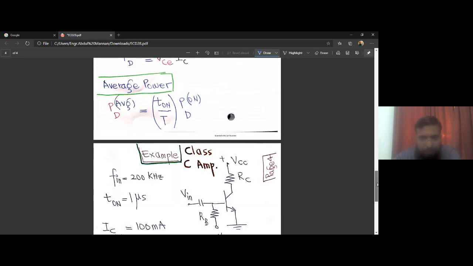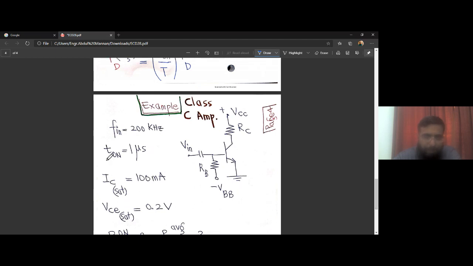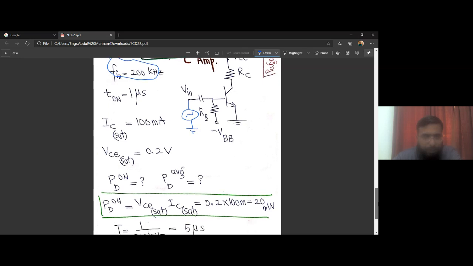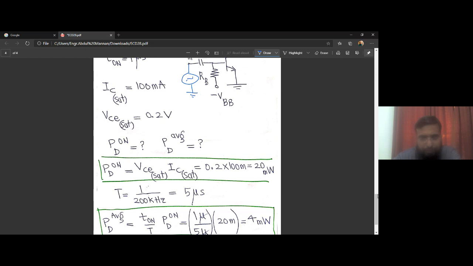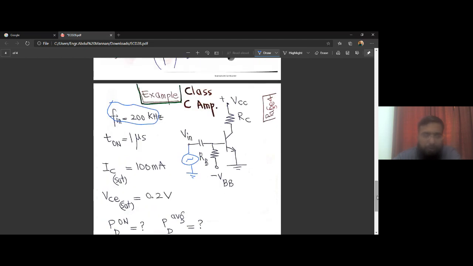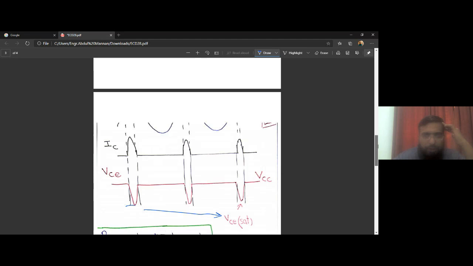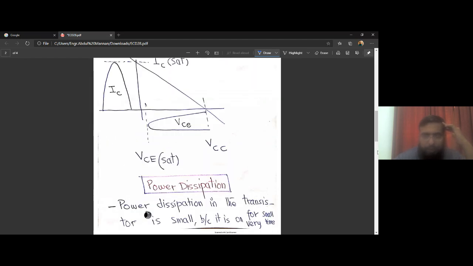So let's solve a very small example, where we are given a basic class C amplifier, for which the input voltage is an AC voltage. The frequency of the input voltage is 200 kilohertz, while the transistor is on for only 1 microsecond. So what's the full time? That would be the time period computed from this frequency, 1 over f, which is 5 microseconds. So out of the 5 microsecond time period, it's on for only 1 microsecond, that is 1 over 5, only 20% of the time. IC sat is given to be 100 milliamperes, VCE sat is 0.2 volts. So it's a voltage very close to 0.